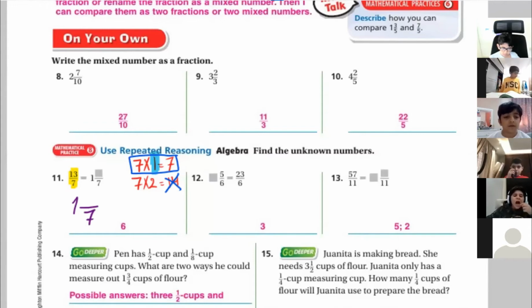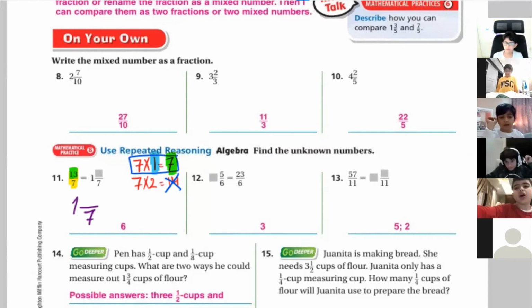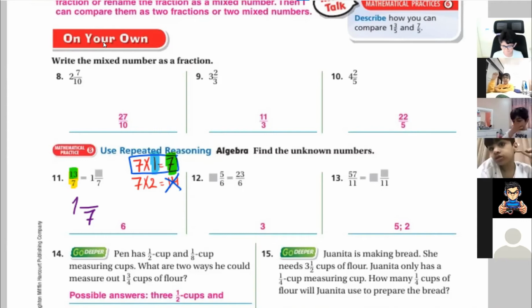And what about up here? You have to subtract 13 minus 7, because we have 7 here. So you have to subtract 13 minus 7 to get the answer. 6. So the answer here equals 6. So it will be 1 and 6 over 7.